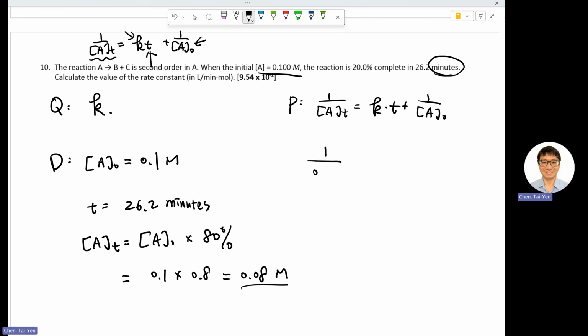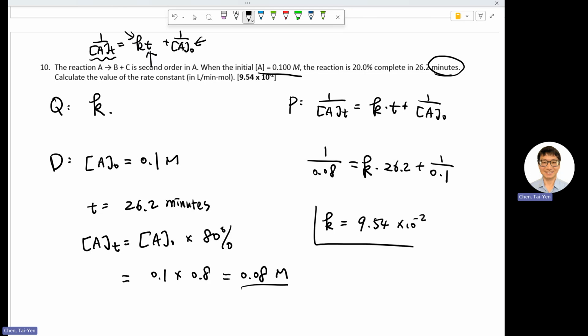So AT now is 0.08. K is the thing we're looking for. T is 26.2. A0 is actually 0.1. Okay, therefore, you can solve this equation and get your K equals 9.54 times 10 to the negative 2. Okay?